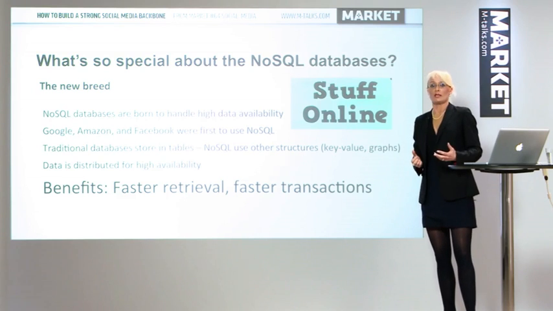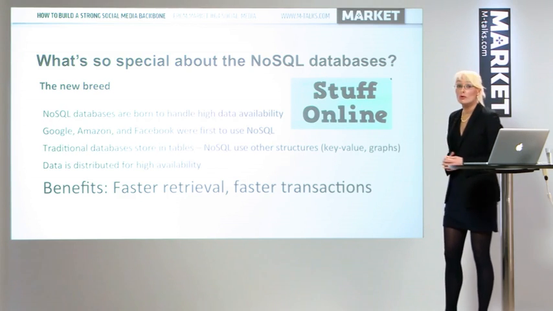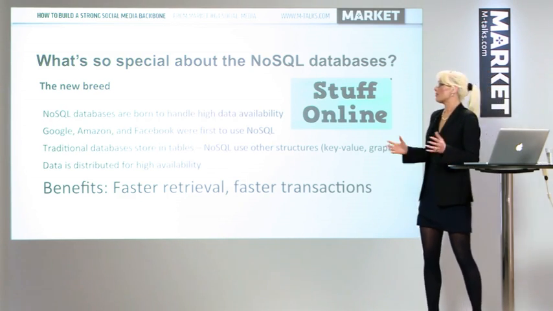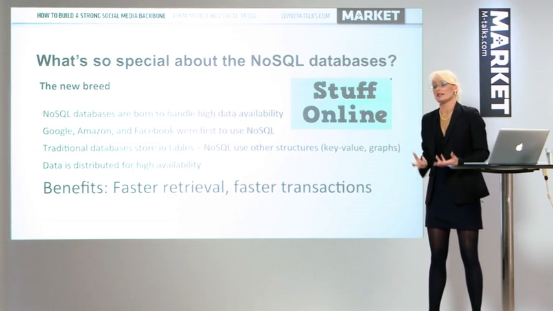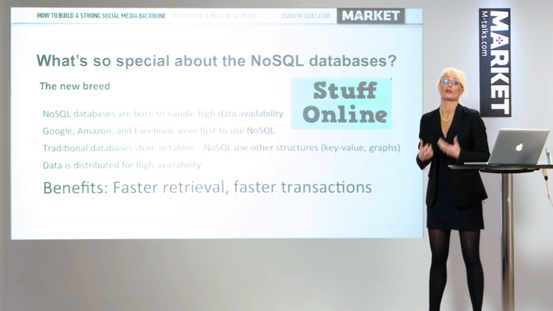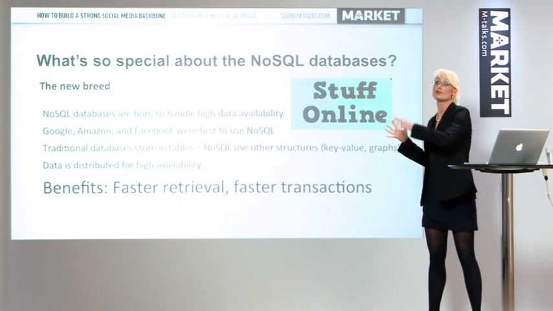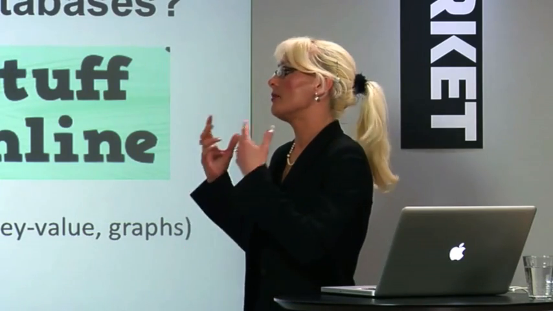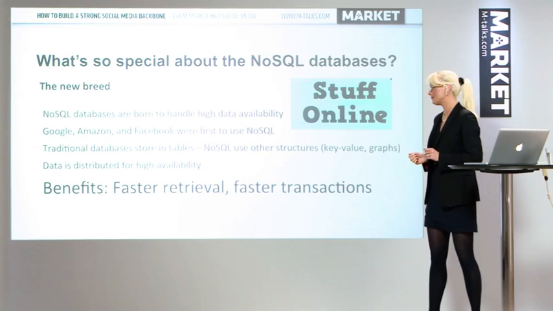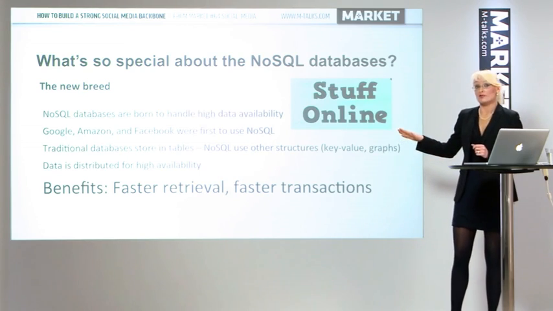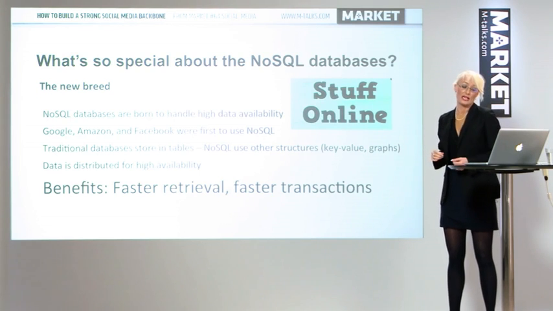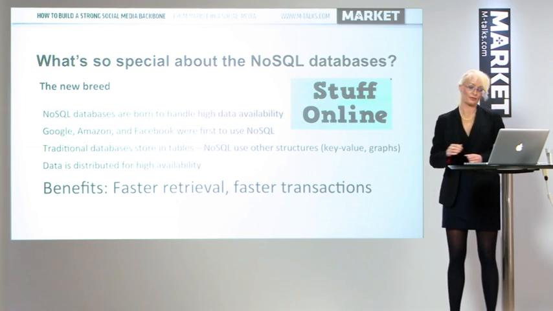So when we talk about availability in databases, what's so special about this new breed of databases? They're called NoSQL, but that's not the special thing. The special thing about them is they were actually born in a social media setting. Companies like Google and Amazon and Facebook were the first companies that actually used NoSQL databases commercially. The databases have existed since the 60s, but these companies started using them. They have massive data, a lot of data online that needs to be made available to their users quickly. So the benefits of these databases are faster retrieval of data and faster transactions for the user.